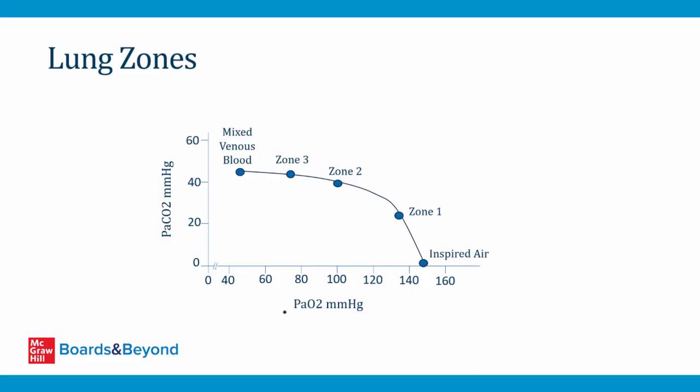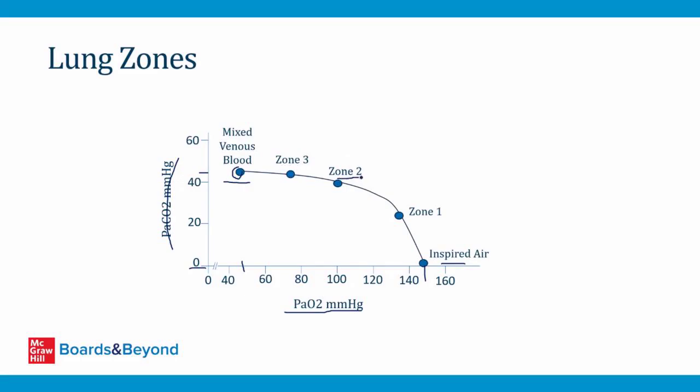So in this graph, we've got the PaO2 along the bottom and the PaCO2 along the y-axis. So mixed venous blood coming into the lungs is right about here, okay? It has a PaO2 usually around 40 or 50, and a PaCO2 of 45 or so. The air that we inspire has a PaO2 of 150, and it has essentially no CO2. And then in the middle of this graph, we have the 3 lung zones, and we talked about this earlier.